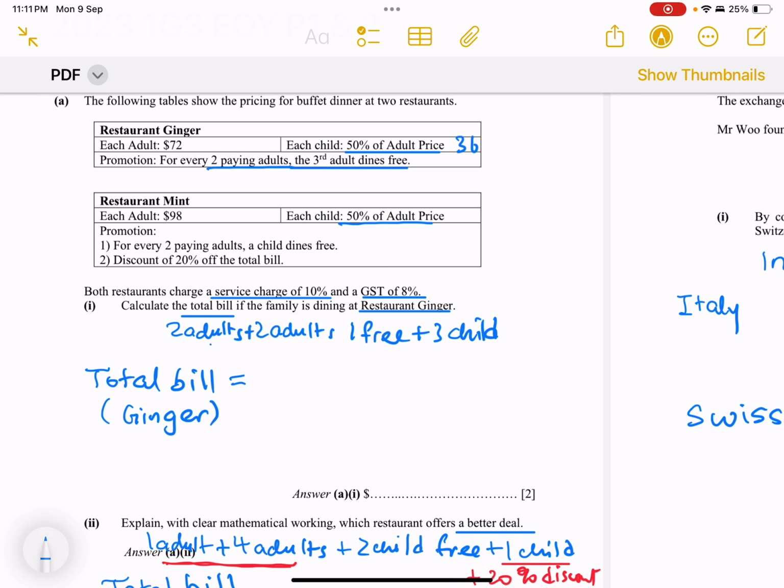Right, now remember that for every 2 adults, 1 adult is free. Okay, so therefore altogether we need to pay for 4 adults and 3 children. Right, so the price for 4 adults is 4 times 72, because 1 adult is 72, plus 3 children, and a child is 50%. So 50% is 36.